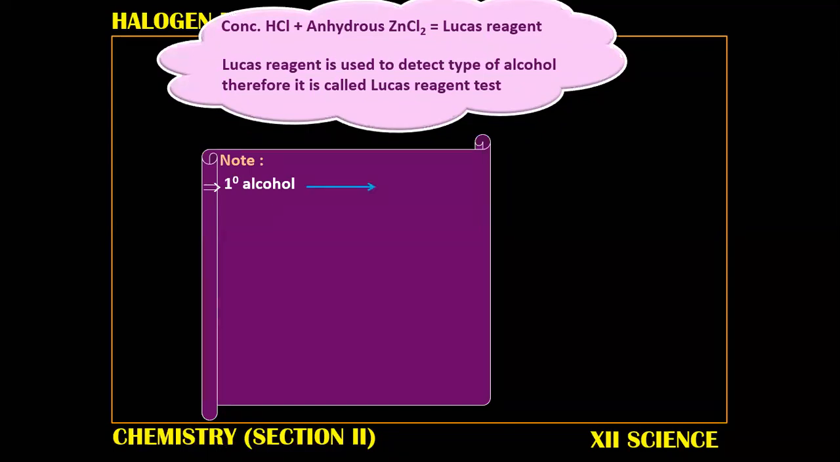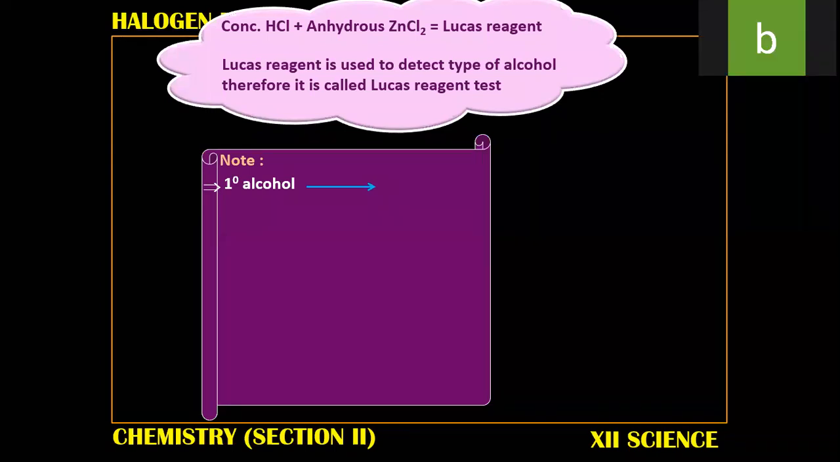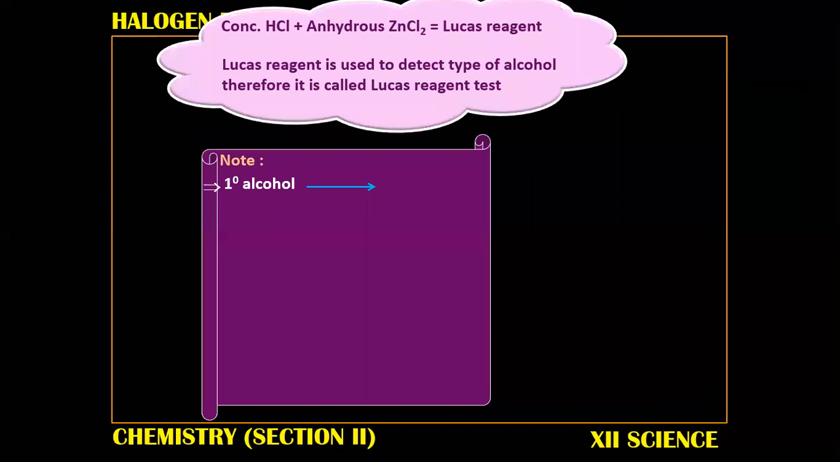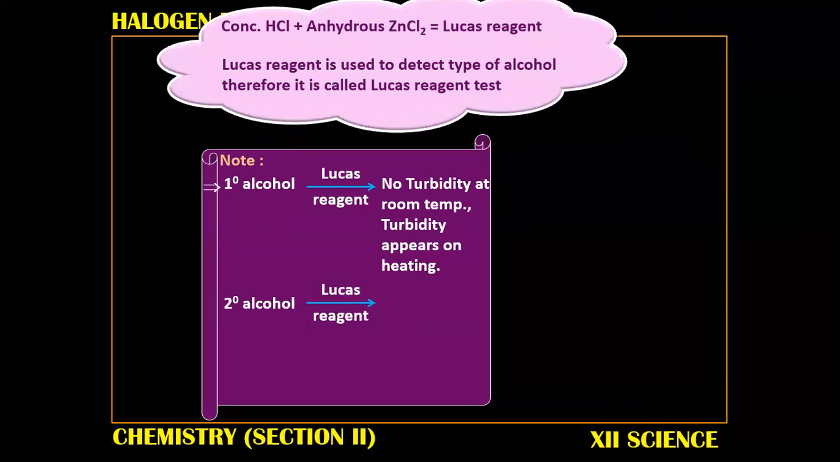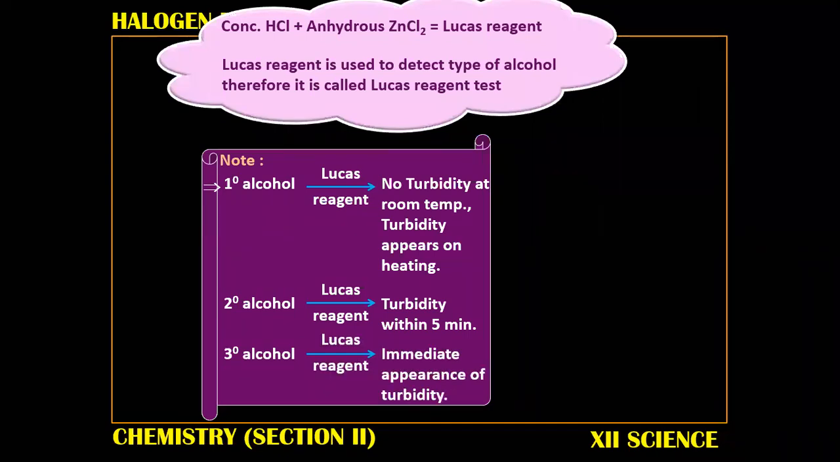The primary alcohol with Lucas reagent gives turbidity only after heating, whereas secondary alcohol gives turbidity with Lucas reagent after 5 minutes, whereas tertiary alcohol with Lucas reagent gives immediate turbidity.